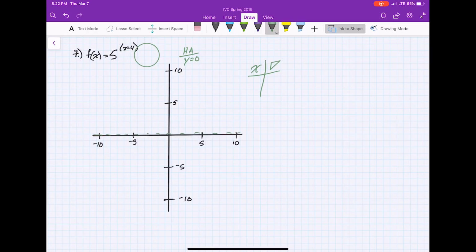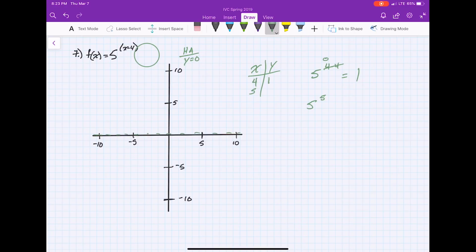And we're going to do another XY chart. All right, here we go. So let's try 4, because that's going to make our exponent 0. So 5 to the 4 minus 4 really is going to become 5 to the 0. And any number with an exponent 0 is equal to 1, right? So 4 is going to give us 1. That's 1 point.